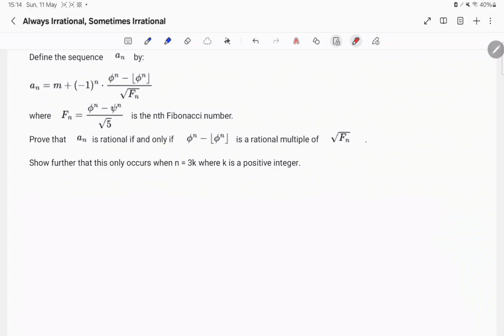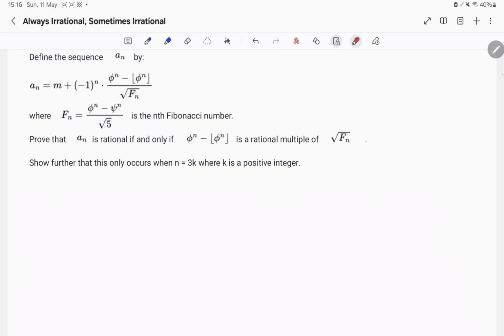Now we'll move on to the extension question which I've written. Define the sequence a_n by a_n is equal to m plus (-1)^n multiplied by (phi^n minus the floor of phi^n), all over the square root of F_n, where F_n is equal to (phi^n minus psi^n) all over root 5, which is the nth Fibonacci number. Phi is the golden ratio, and psi is 1 minus phi, which is the conjugate of phi.